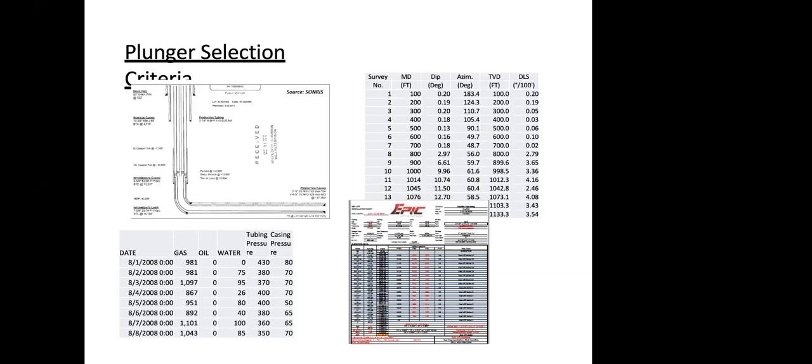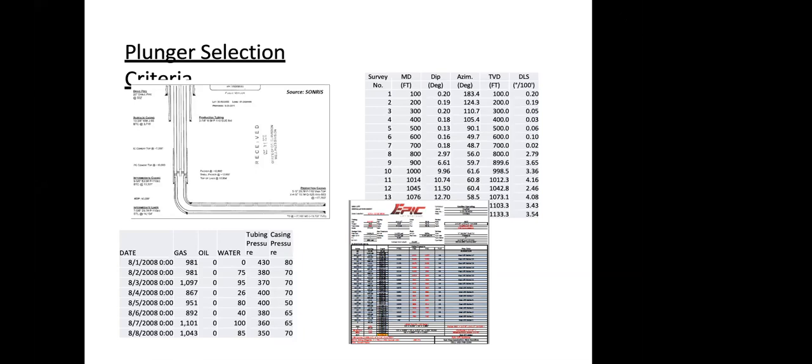Gas, oil, water, tubing pressure, casing pressure, line pressure, and any notes that somebody has for those 90 days tell you what's going on. For example, if it's on compression, how often is that compressor going down? Is it constant? Is there any other issue that might be noted that we need to be aware of within that 90 days of production history?